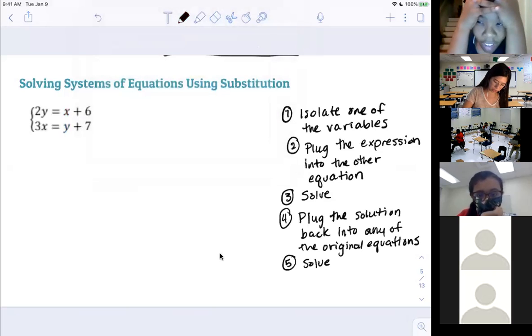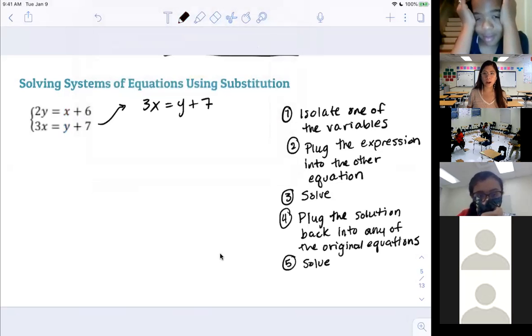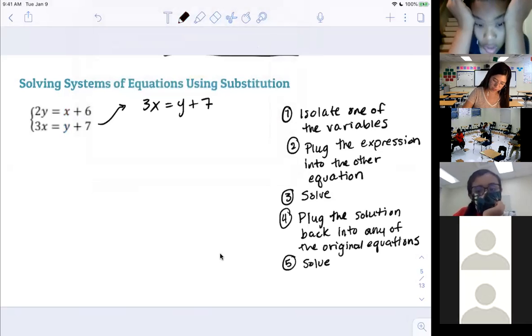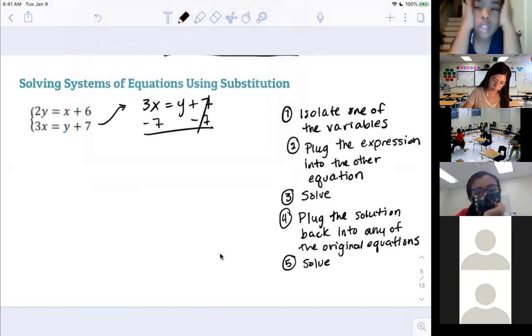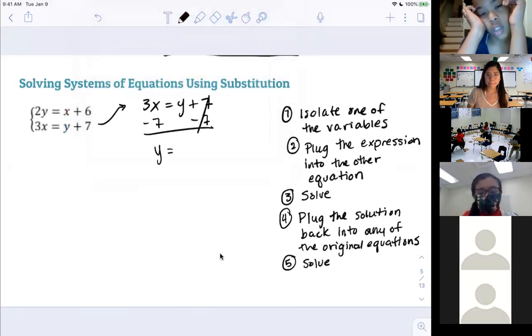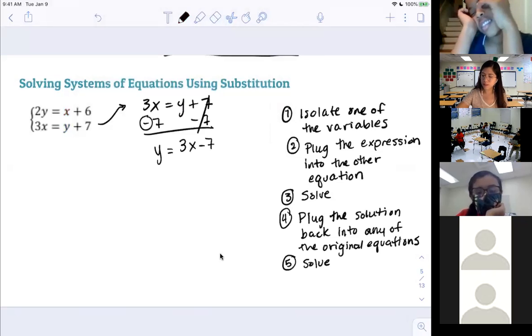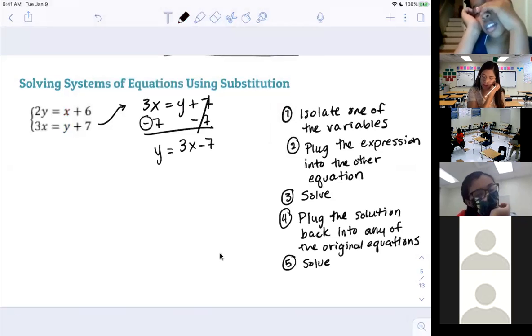So let me pop this equation out. And when I try to get y by itself, what do I have to do to both sides? Subtract 7. Subtract 7 from both sides. So y by itself would be what? 3x minus 10 minus 7. Minus 7, yeah. Okay. So there's my solution.